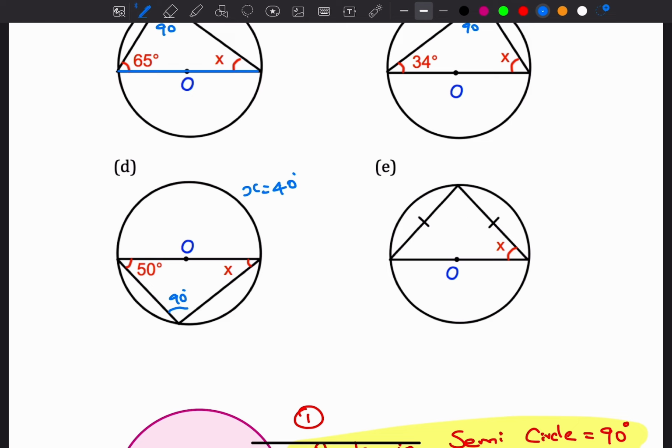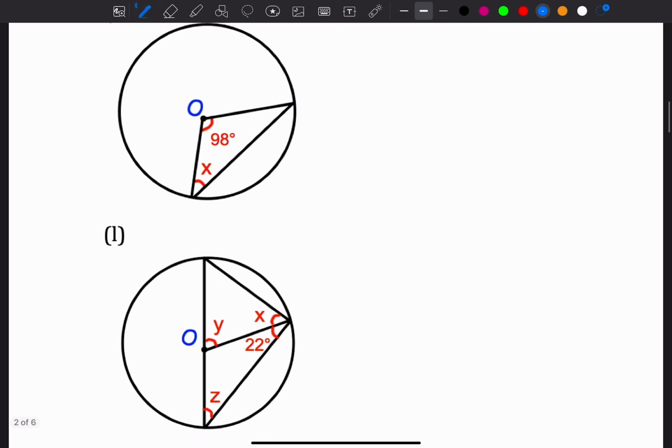Now here, this is what triangle? An isosceles triangle, but it is also an angle in a semicircle. So that is 90. So what do you do? 180 minus 90. But then remember, these are base angles in an isosceles triangle. This one and this one are the same, so that's x, that's x. So 180 minus 90 divided by 2, which is x is what number? 45. So there will be two reasons you write. One is base angles in an isosceles triangle are equal, and the second one is angle in a semicircle is 90.